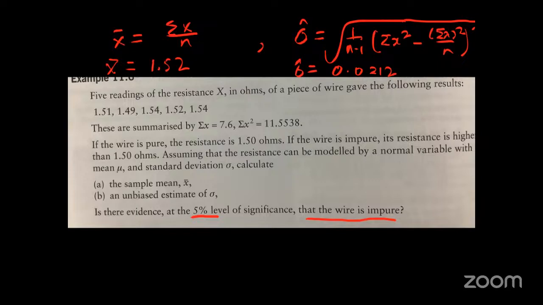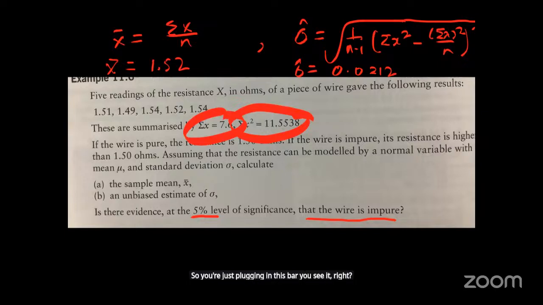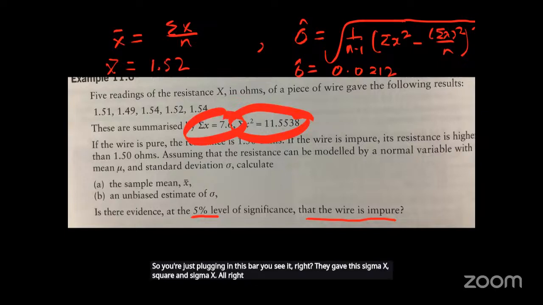That's okay. Anybody else got that? 0.0012, right? So you're just plugging in these values here. They give you sigma x squared and sigma x. All right, nice. Copy that down.